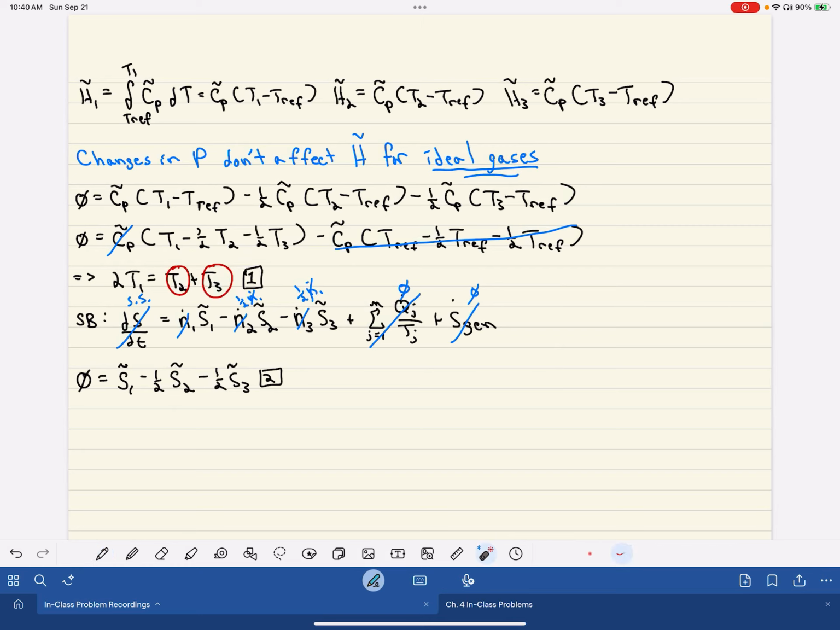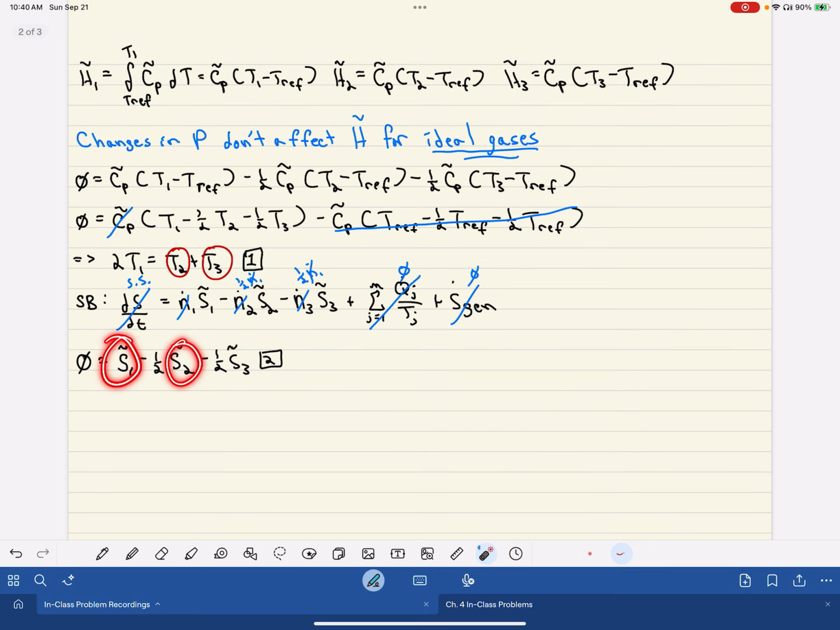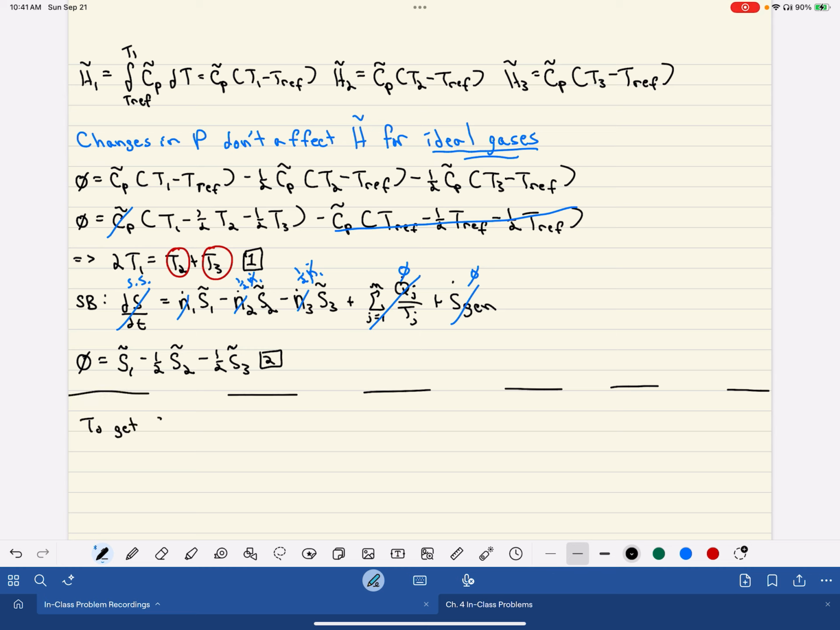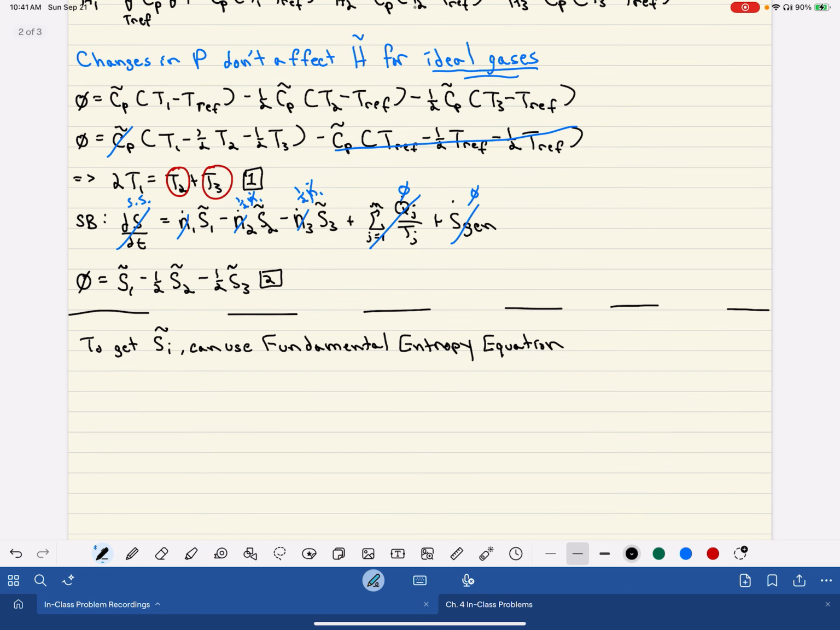So now that we've simplified down the entropy balance, we need to develop functional forms for all of the molar entropies of the streams. To do that, we're just going to turn to the fundamental entropy equation. So to get S I, we can use the fundamental entropy equation. All right, and so with the fundamental entropy equation, we could just start here.